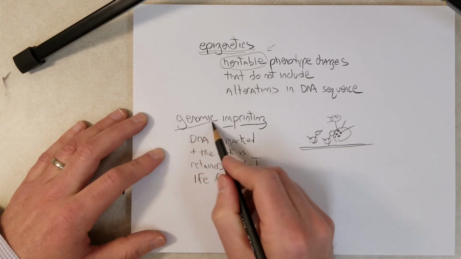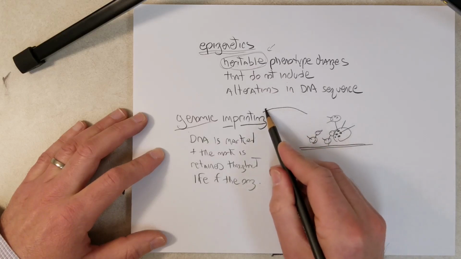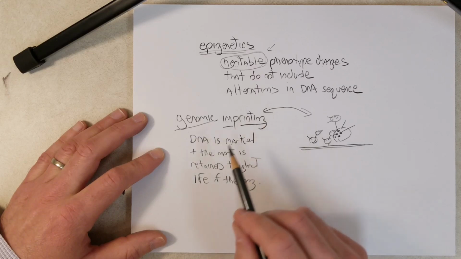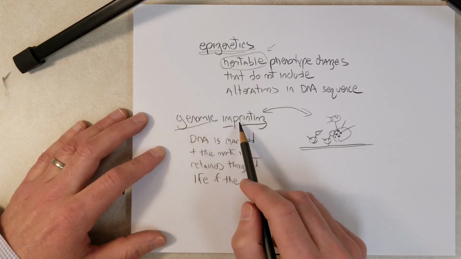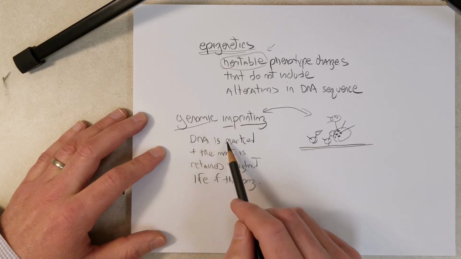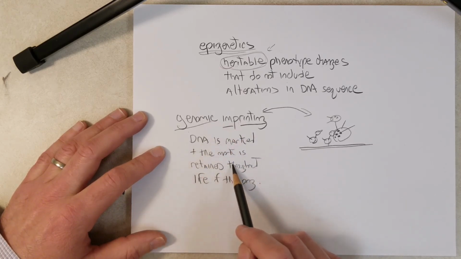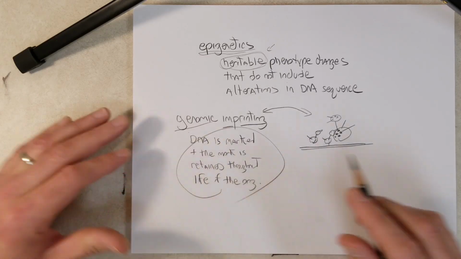Now, genomic imprinting, in the imprinting, it implies a sort of memory. So something's being remembered, and the baby birds are remembering the marks. In genomic imprinting, the thing that's being remembered is the marks on the DNA. They're being retained throughout the life of the organism. So what do we mean by marks?